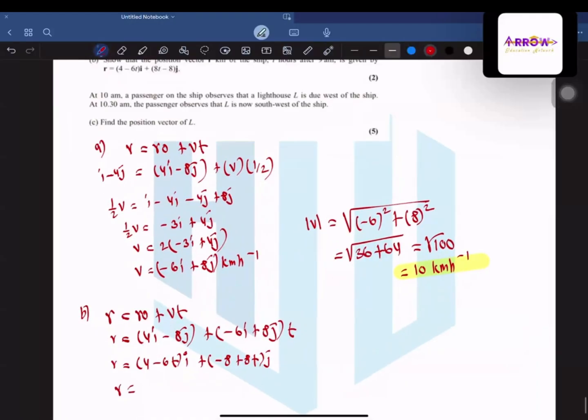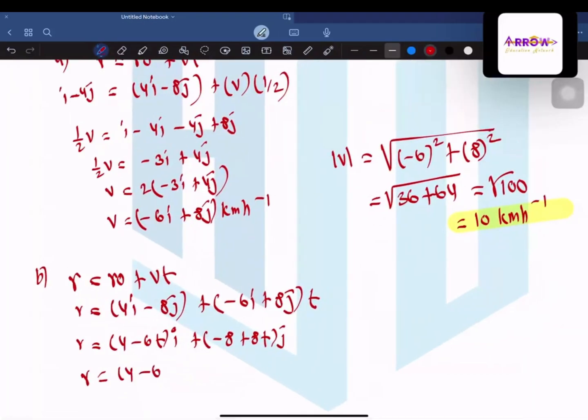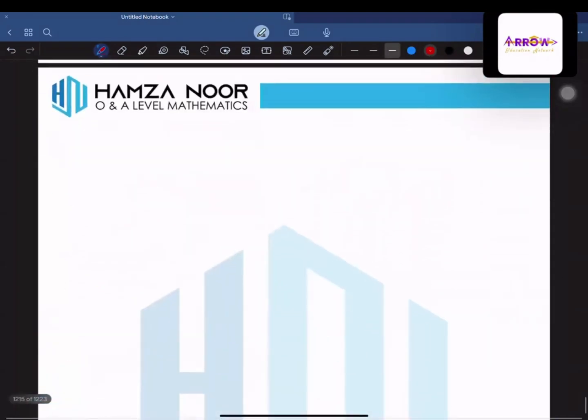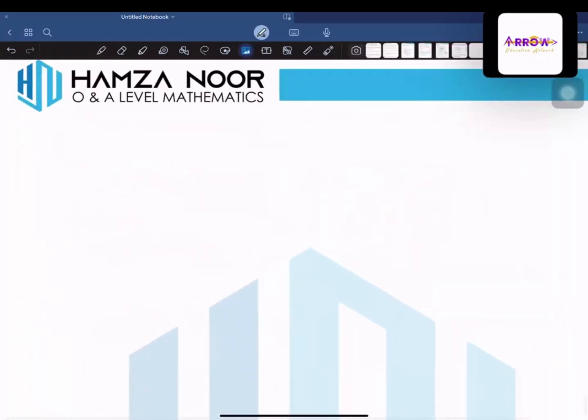So r is equal to 4 minus 6t; this is the i component, and 8t minus 8 is the j component. This is supposed to be your answer. So now let's move on to part C, and for that purpose, I'll bring the question on the next page.